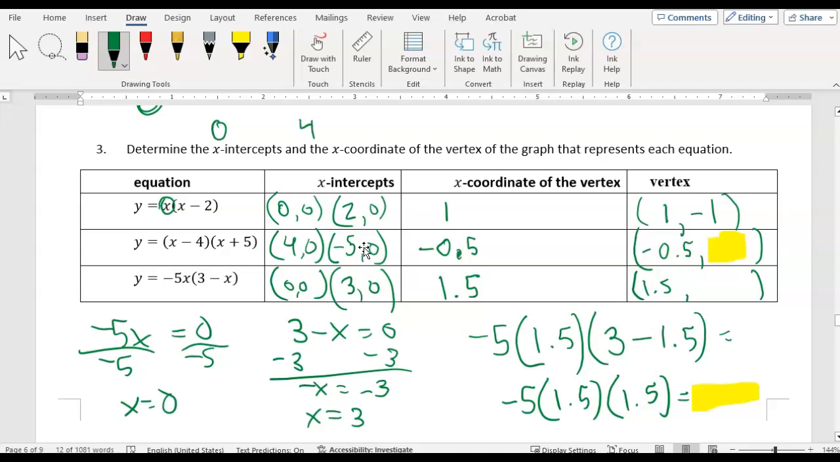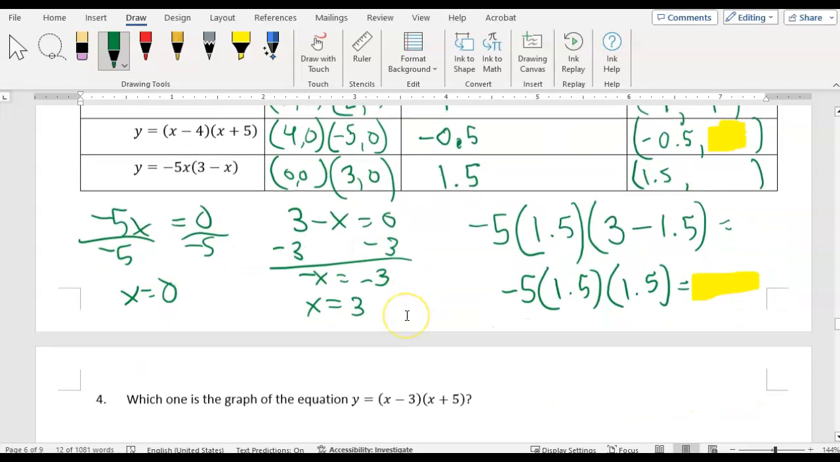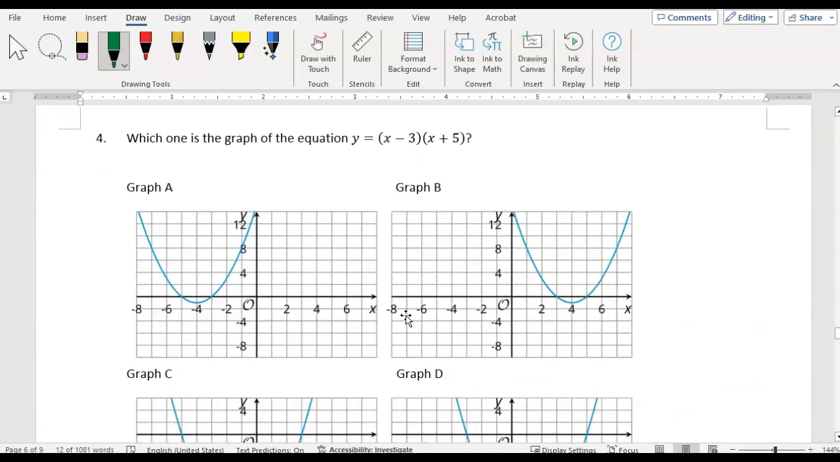All right, so let's shift back, excuse me, to the rest of the homework. Number 4 says, which one is the graph of the equation? And so here we can check that by finding our x-intercepts. So x minus 3 equals 0, x equals 3 is one of the x-intercepts. X plus 5 equals 0, x equals negative 5 is the other one. So I'm looking first for those x-intercepts, and then we can check the other pieces if there's more than one that has that. So negative 5 and positive 3.